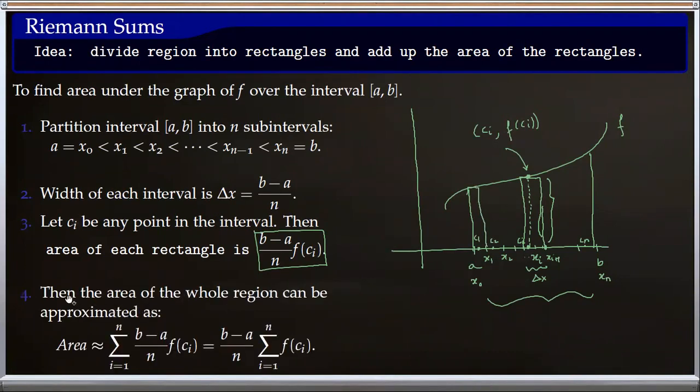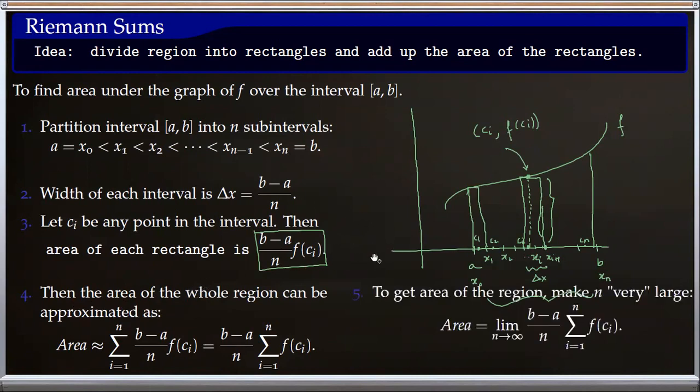So like it says here, the area of the whole region can be approximated as the sum of these tiny areas. To get the exact area, we want to make n very large. So making n very large means allowing n to be infinitely large. That means we just need to look at the limit as n goes to infinity. That will give us the exact area.